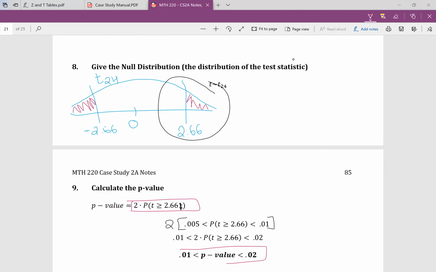Again, I'm going to emphasize what I have boxed in pink. Those are exactly the same statements. The reason it's exactly the same is because we've already defined what our p-value actually is up at the top. So we get our p-value of between 0.01 and 0.02.